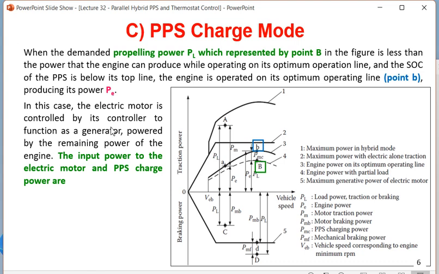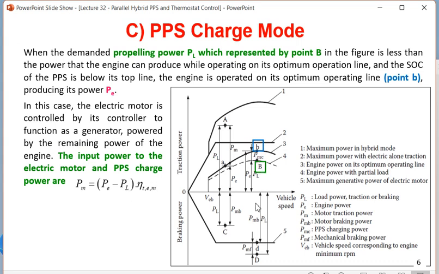So in this case, the electric motor is controlled by its controller to function as a generator powered by the remaining power of the engine. Remaining power of the engine means PE is quite high. It is generating two powers, PL and PMC. PL is going for driving the vehicle. PMC is going to charge the battery. So the input power to the electric motor and the PPS charge power, we are finding PM, is equal to PE minus PL.